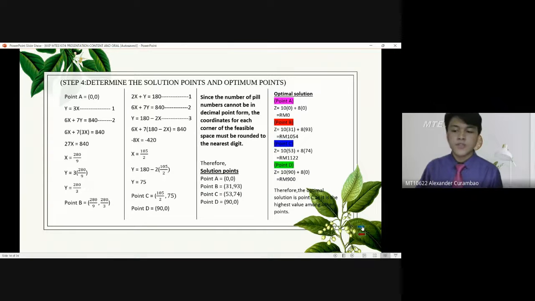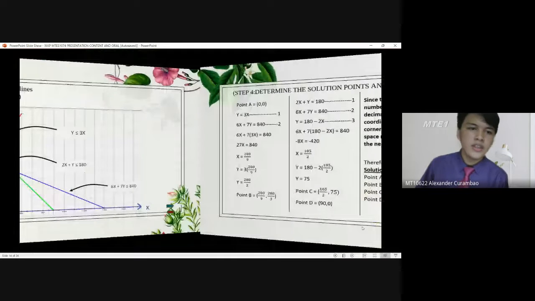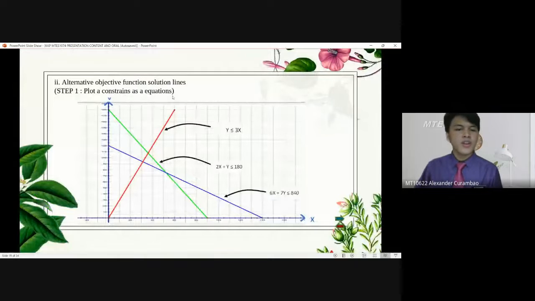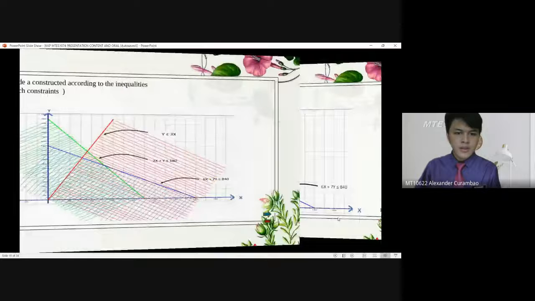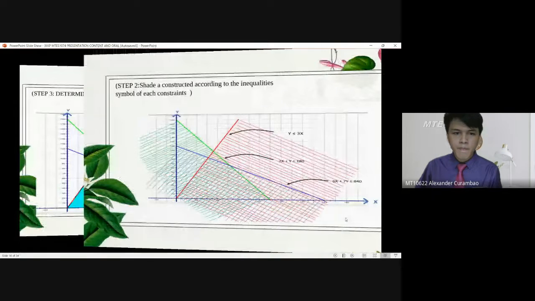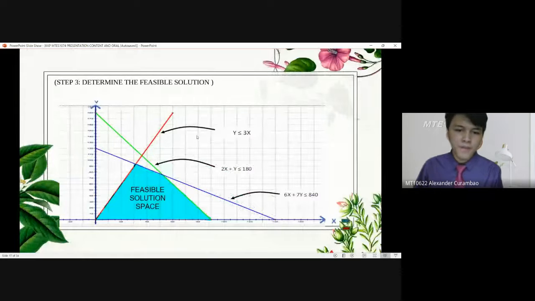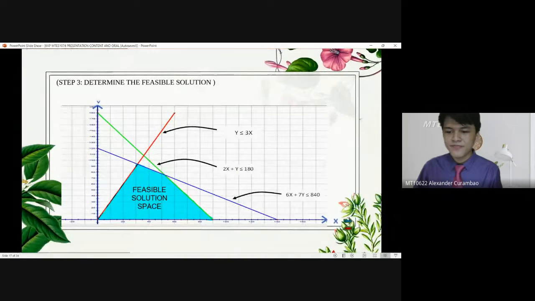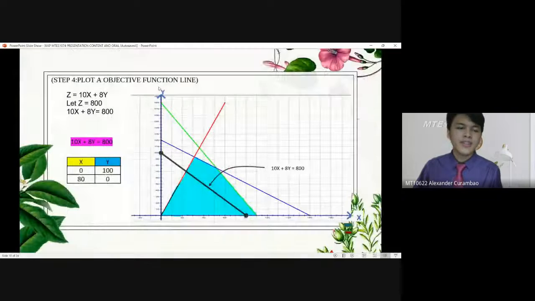Okay, this is the first method. Now let's take a look at the second method, which is the alternative objective function. Okay, step one is actually the same thing, so I'm not going to discuss it. Step two is also the same, and the third one is also the same, and this is the difference.